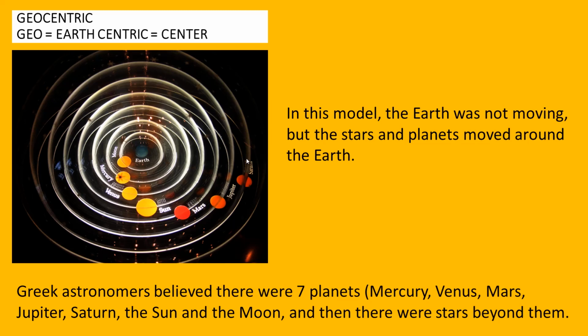The word geocentric. Geo in the Greek language means the Earth. Centric means the center. So, Earth-centered. Why? Because the Earth is at the center of the model. In this model, the Earth was not moving, but the stars and the planets moved around the Earth, which is not true. Greek astronomers believed there were 7 planets: Mercury, Venus, Mars, Jupiter, Saturn, the Sun, and the Moon. For sure, the Sun and the Moon are not planets. The Sun is a star, the Moon is a natural satellite, and then there were stars beyond them.